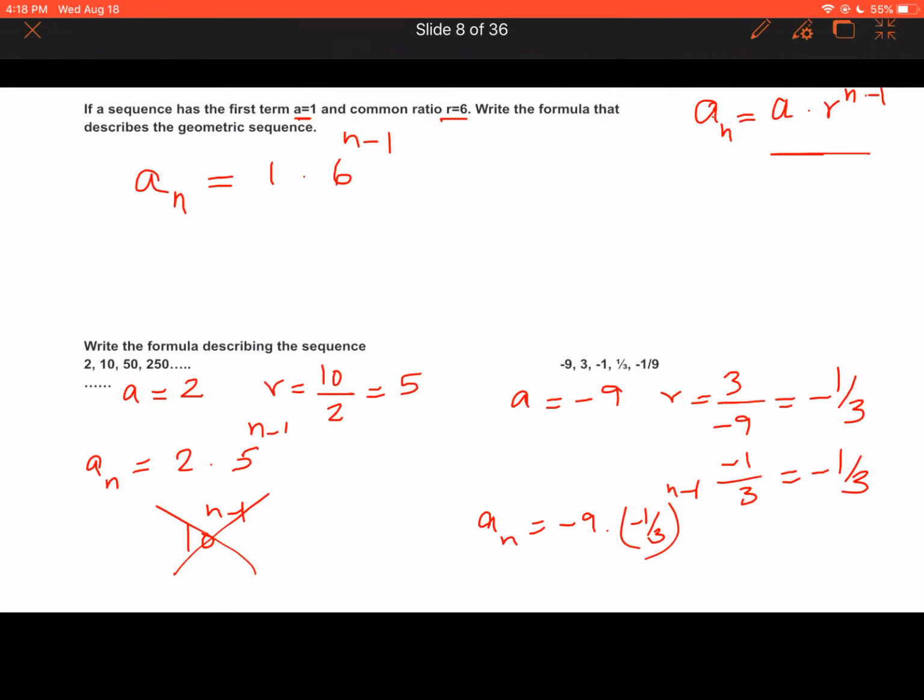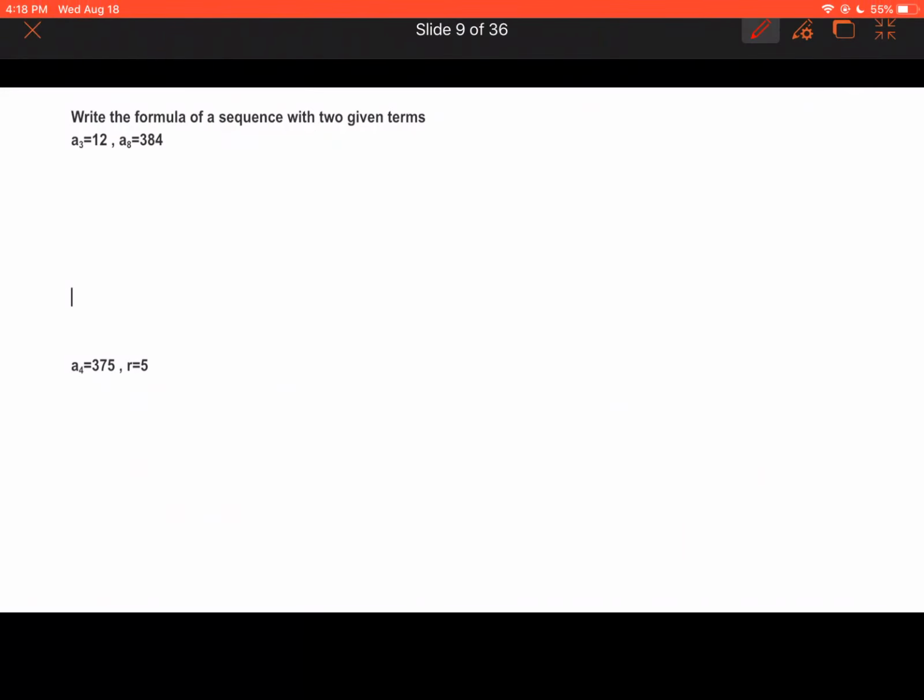Now we will move on to the next problem. Write the formula of a sequence with two given terms. We'll start with the first example: a4 is 375 and r is 5. So we have the value of r, right? And we want to know the value of a, so that we'll be able to write the expression. How do we find the value of a1, that is the first term a?